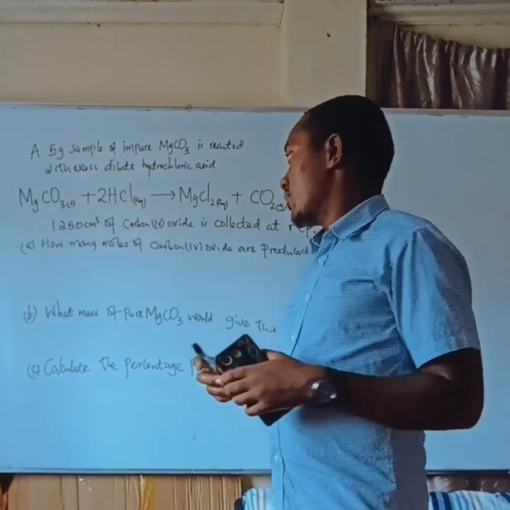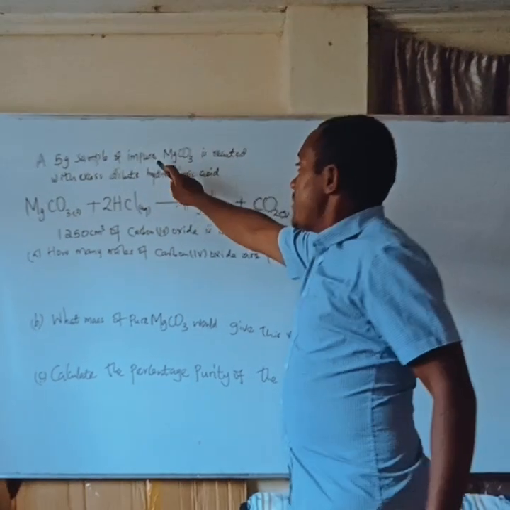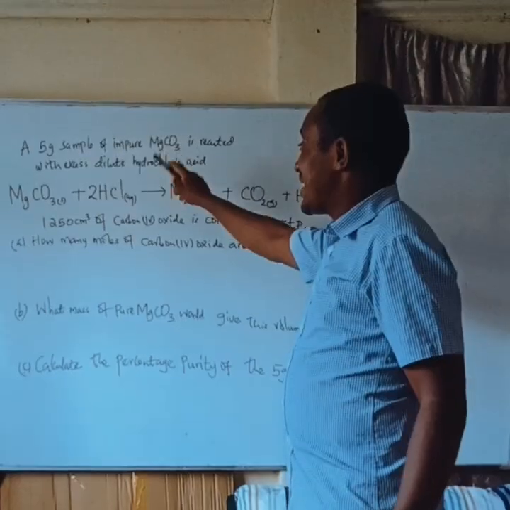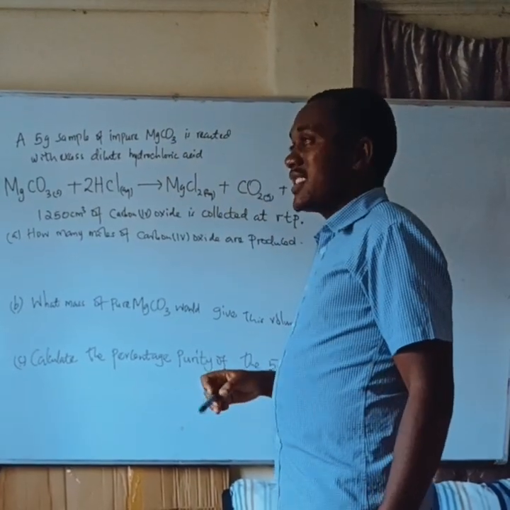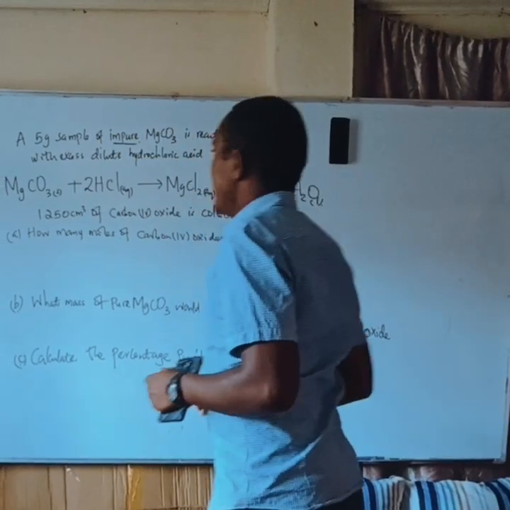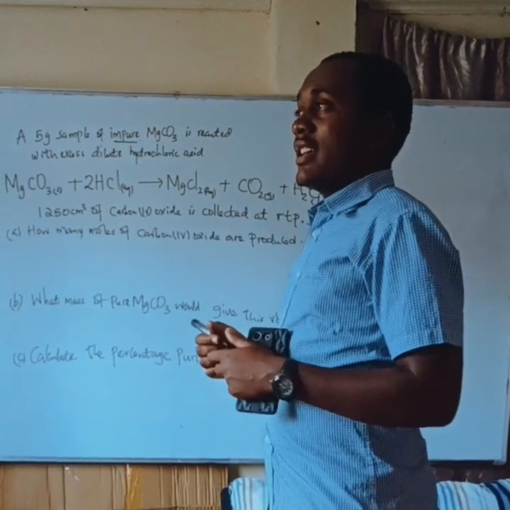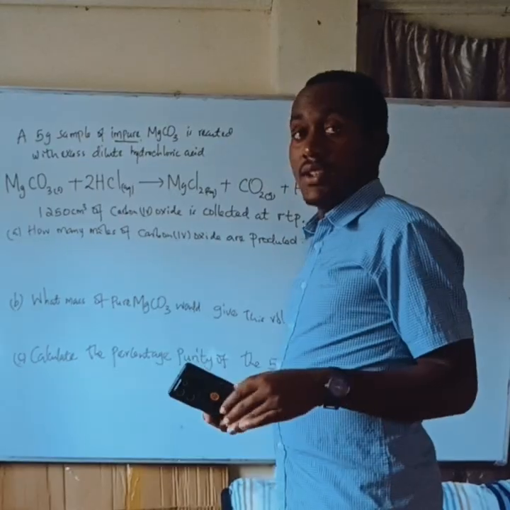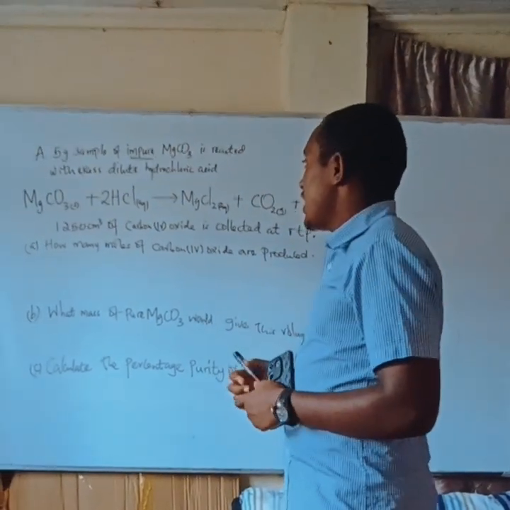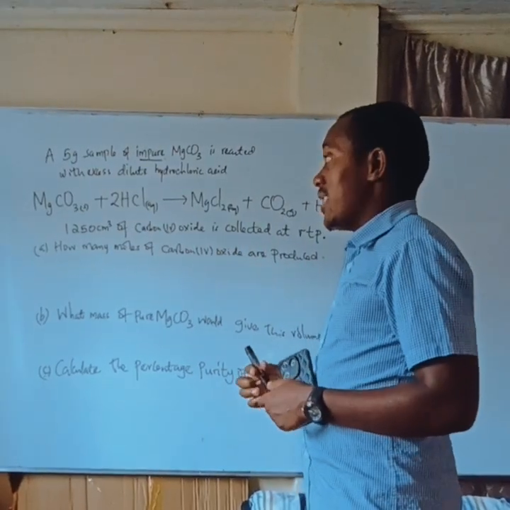Let's go. A 5-gram sample of impure magnesium carbonate is reacted with excess dilute acid. It means that the carbonate is impure. It's not pure, so it contains other constituents that are not magnesium carbonate. It's reacted with excess dilute hydrochloric acid.